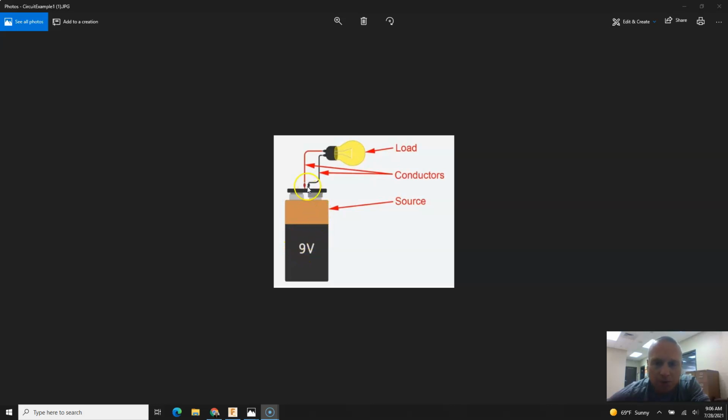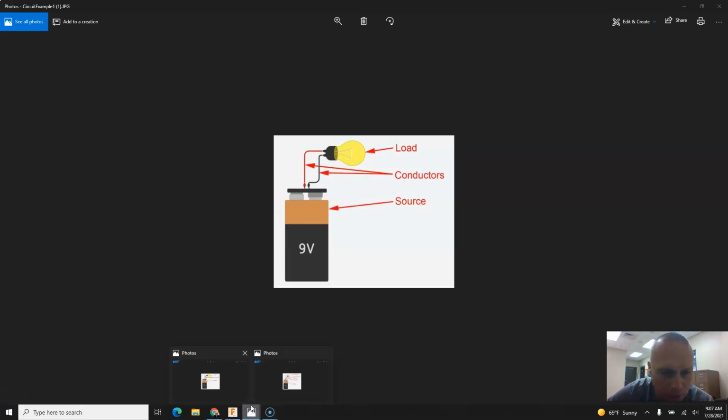The next important part of the circuit you'll see is the conductors. What the conductors do is they form a path for the source to get to the load. The conductor provides a pathway for the electricity from the source to get to the load. And what the load does is it consumes that electrical energy and does something useful for us. In this case, the load is our light bulb here, and it's providing light. And so that is what the source is.